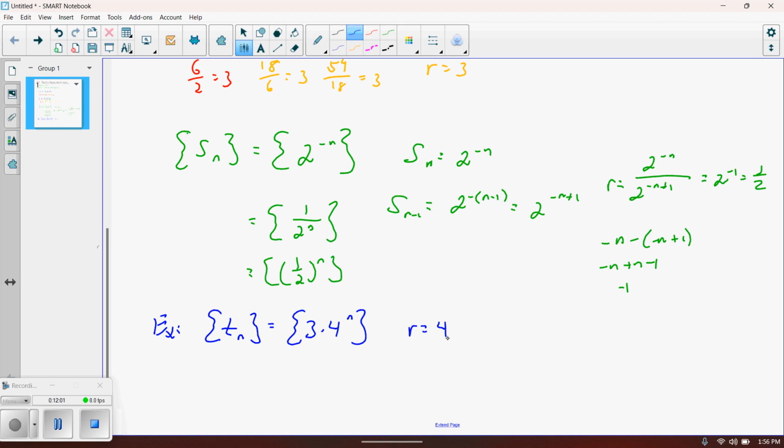So this is a geometric sequence. And that's the easiest way to figure it out. You're just looking for that number which is being raised to the n or some form of n power.